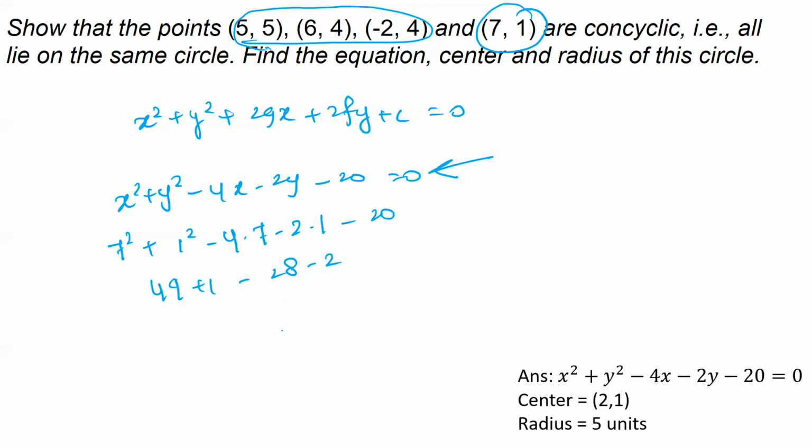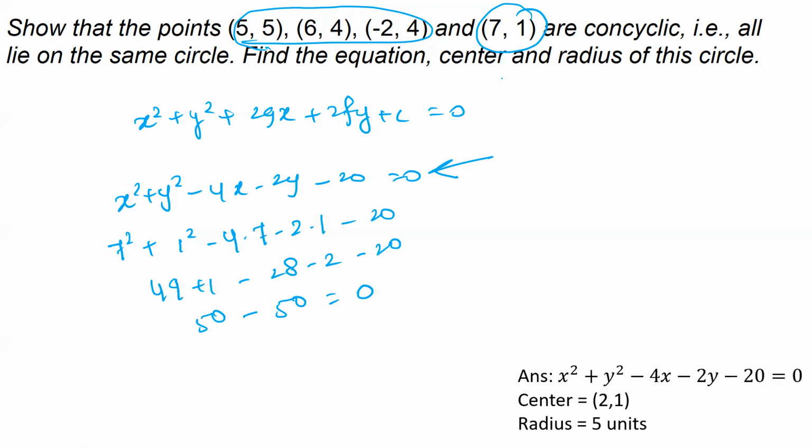Did we make a mistake over here? 7 squared plus 1 squared minus 7 times 4 minus 2 times 1 minus 20. Okay, I'm missing out minus 20 here. So 49 plus 1 is 50, minus 28 minus 2 minus 20 is minus 50. So 50 minus 50 is 0. So this point 7 comma 1 indeed lies on this circle. So we have proved that these 4 points are concyclic.